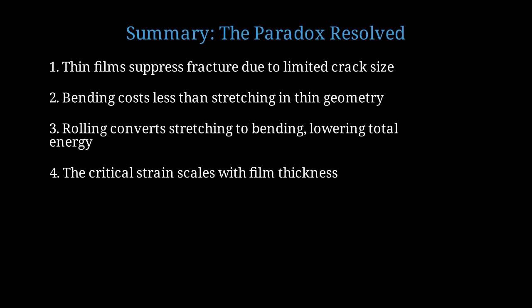Fourth, the critical strain for rolling scales with film thickness and material properties in a predictable way. Fifth, we can engineer this behavior for applications in self-assembly, sensing, and flexible devices. The strain storage paradox is a beautiful example of how geometry and scale can fundamentally alter material behavior. What seems impossible in bulk materials becomes routine at the nanoscale. This teaches us that intuition from macroscopic mechanics doesn't always apply at small scales. We must let the mathematics and physics guide us to understand these fascinating phenomena.